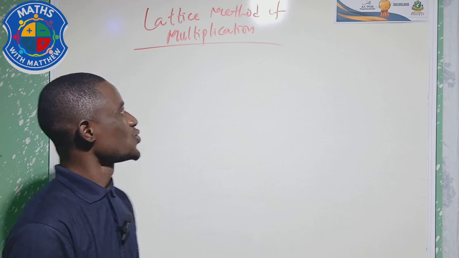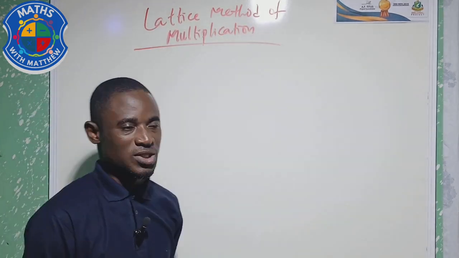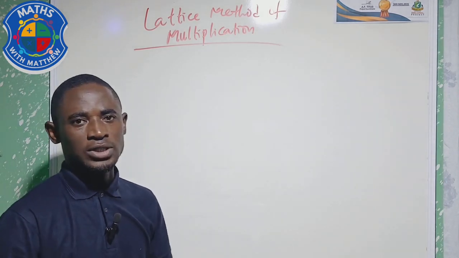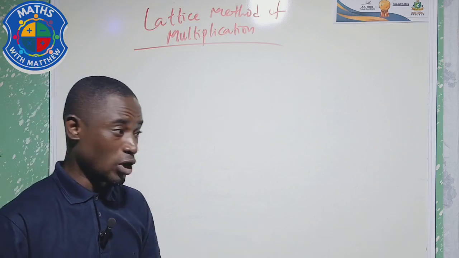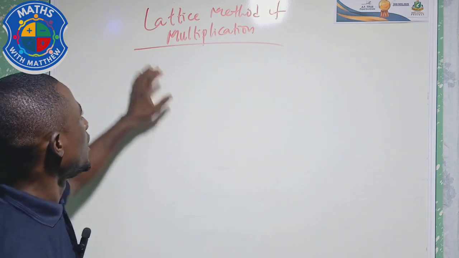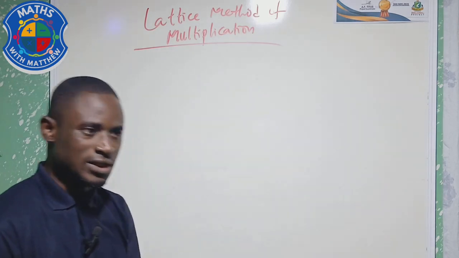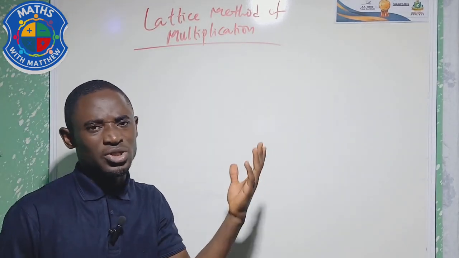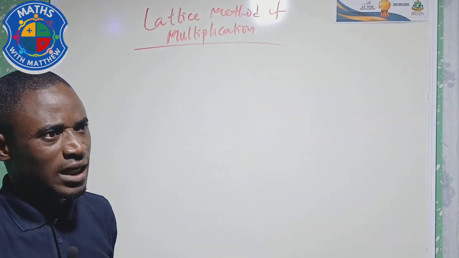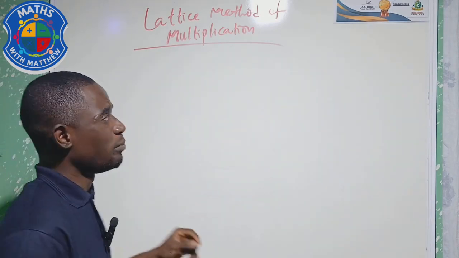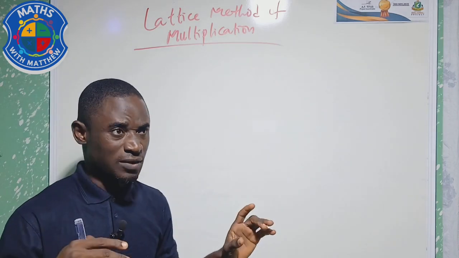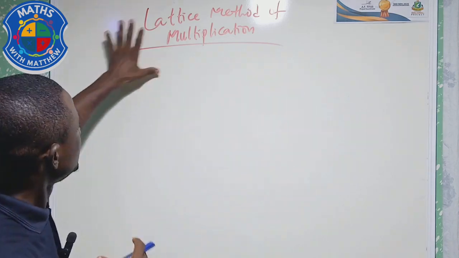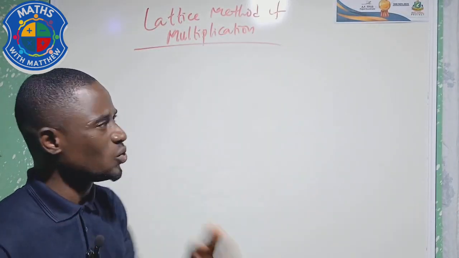So, quickly, we want to look at what we call the lattice method of multiplication. How do you multiply without using your normal way of multiplication? How do you multiply using a visual way of multiplying? We call that lattice multiplication. It originated from ancient India and the Middle East. Mathematicians like Fibonacci in the 13th century also used this method of multiplication. So how do we do it?